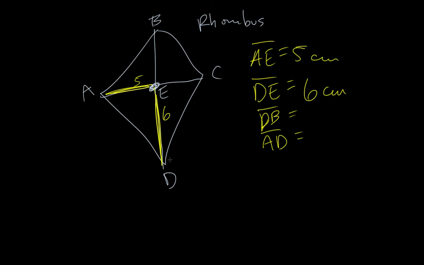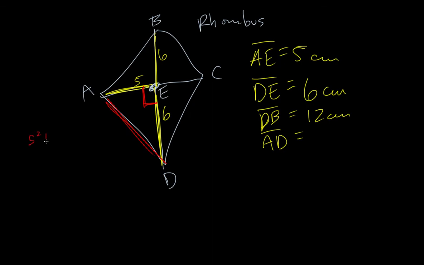Diagonals in any parallelogram bisect each other. So we know that this is 6 and this is 6, and so the entire thing is going to be 12 centimeters. And then we also want to find AD. We know it's a right triangle because in a rhombus, the diagonals are perpendicular to each other, and so we can use the Pythagorean Theorem.